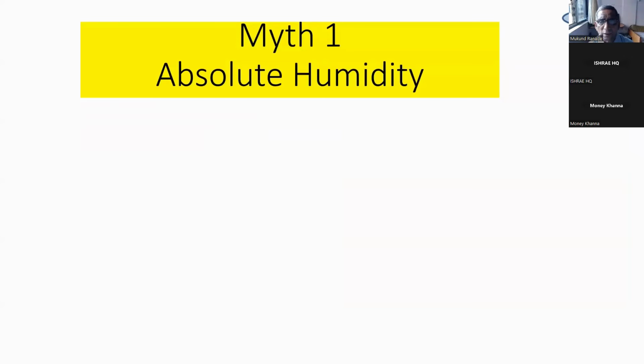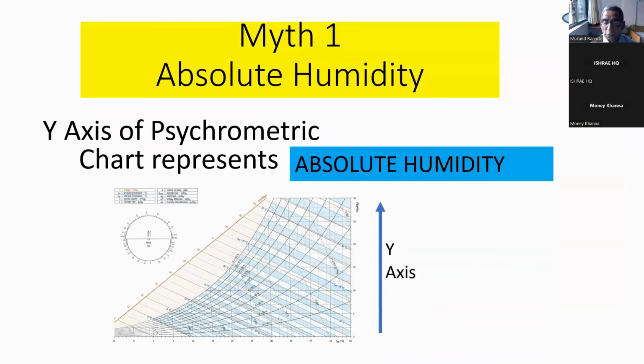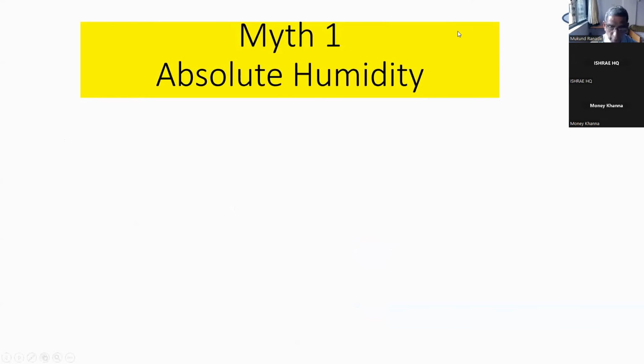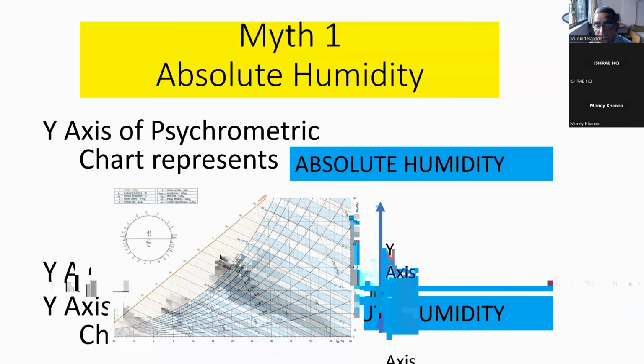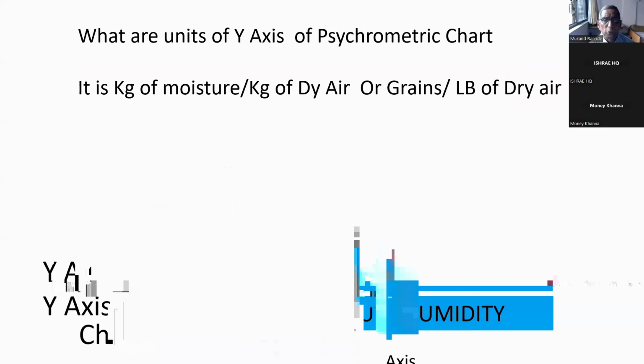The first myth or misconception is about absolute humidity. Many people take the y-axis of the psychrometric chart, as you see here, as absolute humidity. That is a misconception. It is not absolute humidity. So what are the units of the psychrometric chart on the y-axis? It is kg of moisture per kg of dry air or grains per pound of dry air.